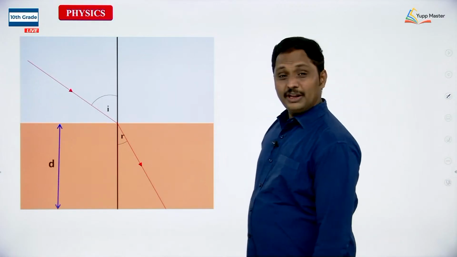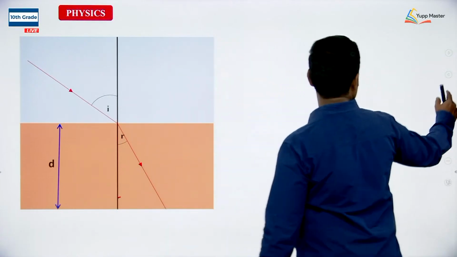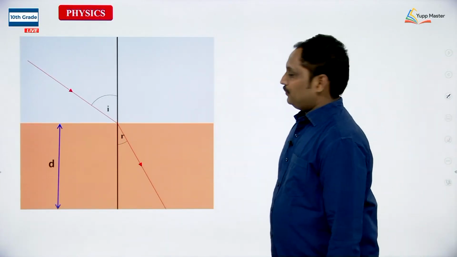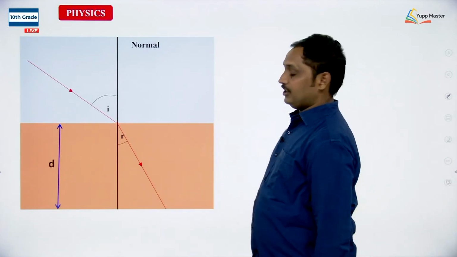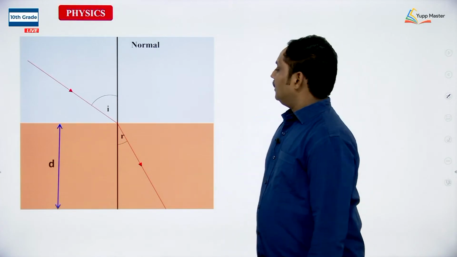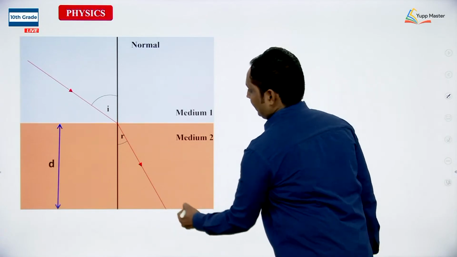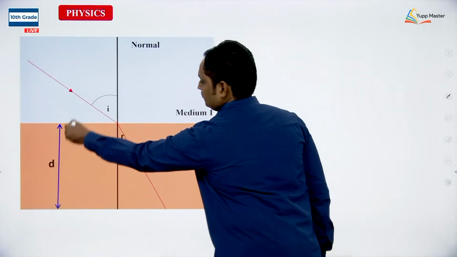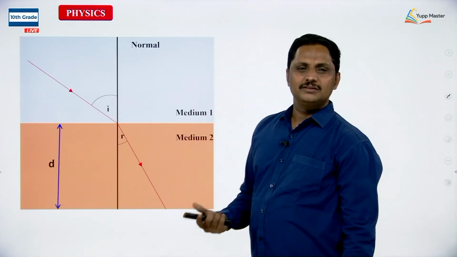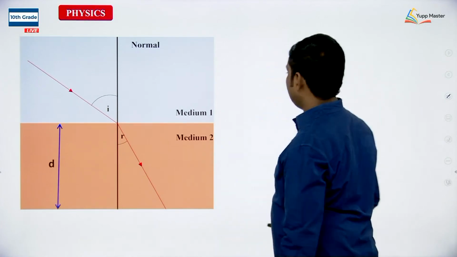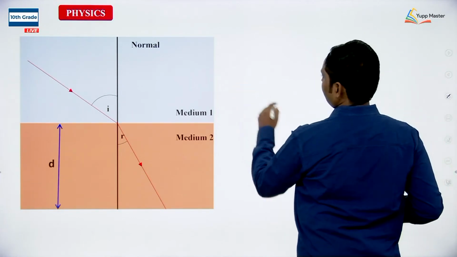Now, this is the thickness that we are having. This is the normal, and with respect to the normal we measure the angle of incidence and angle of refraction. Next, medium 1 and medium 2, this is the refracted ray, this is the thickness. Let us assume d is the distance travelled by the light in medium 2. Now, you know very well what type of problems they are going to ask.